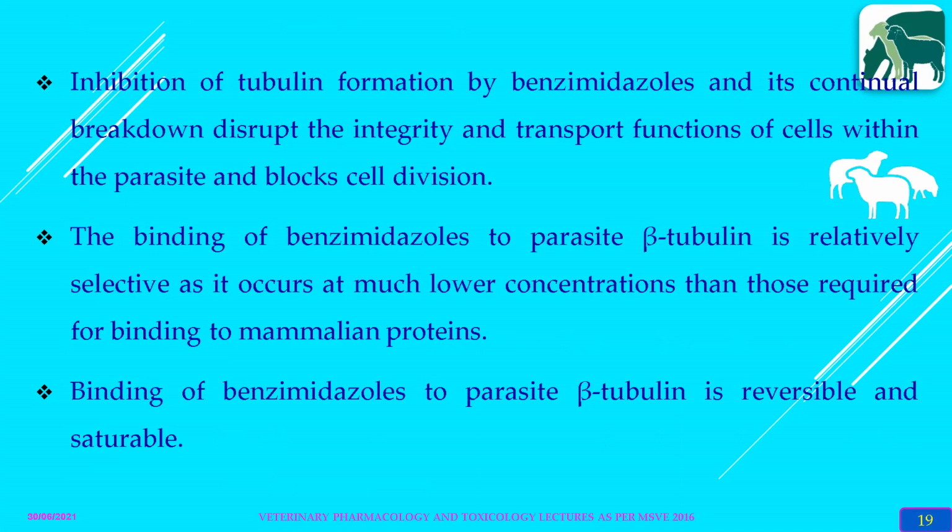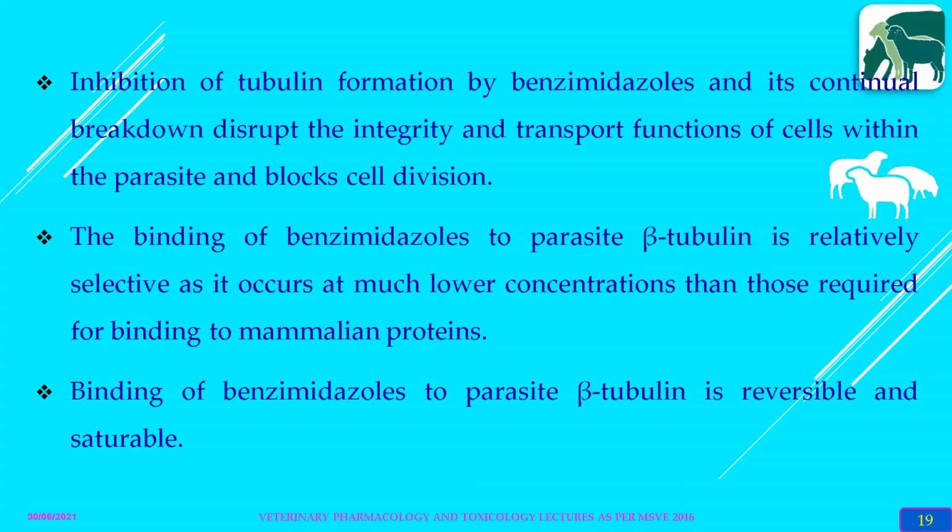the disintegrated integrity and transport functions of the cells within the parasite and block all cell division. So these are all going to block the cell division. The binding of the benzimidazoles to parasitic beta tubulin is relatively selective, as it occurs at much lower concentrations than those required for binding to the mammalian proteins.